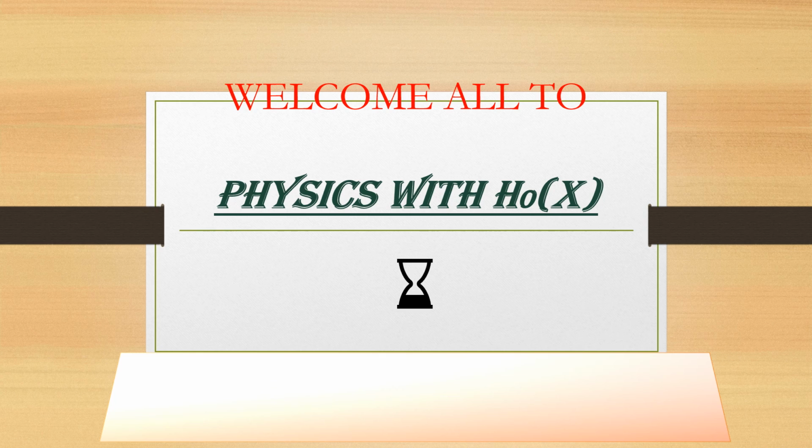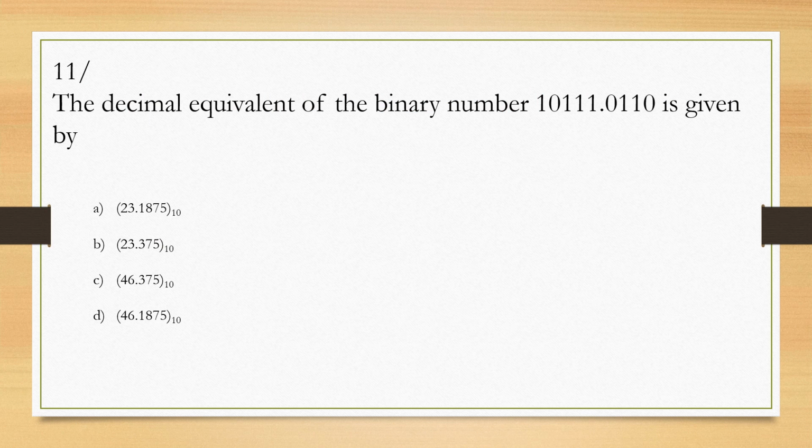So in this video we'll discuss some previous year DVT physics questions. So let's begin. Here is the first question of the session: the decimal equivalent of the binary number 10111.0110 is given by, and the options are 23.1875, 23.375, 46.375 and 46.1875. So let's see what will be its answer.